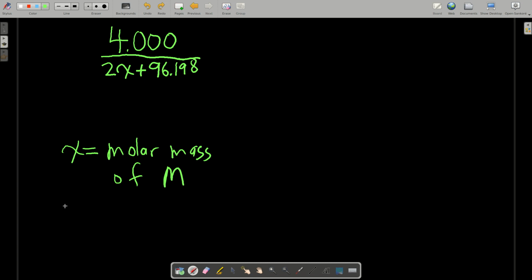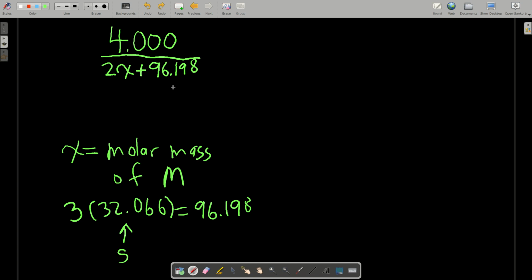And there are 3 sulfurs in one formula unit of M2S3. 3 times 32.066, that's the molar mass of sulfur. That's where we got the 96.198. This is going to be grams per mole, but I'm not writing units. So this expression right here gives us moles of M2S3. We're going to make twice that many moles of MO2. So if we multiply by that 2, that'll be equal to the moles of MO2.